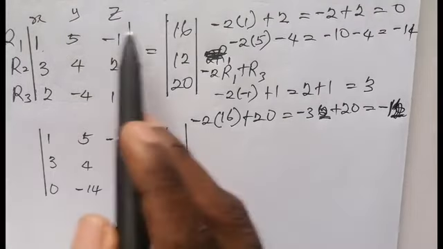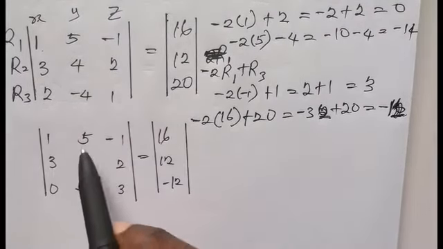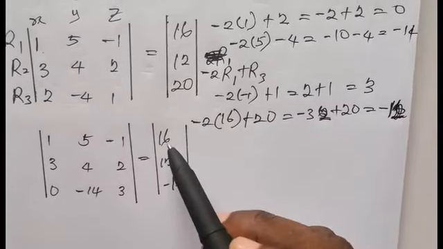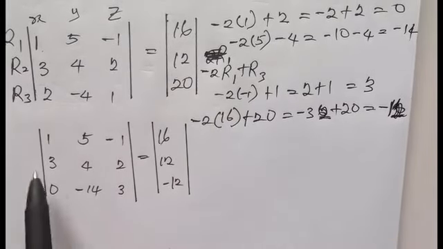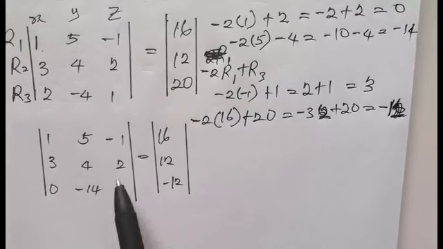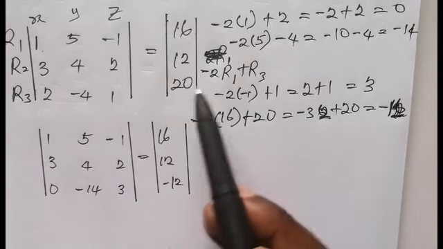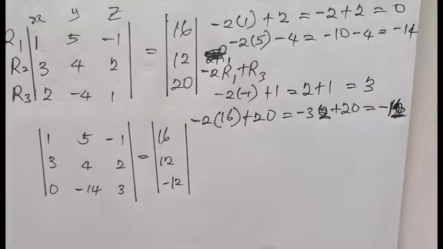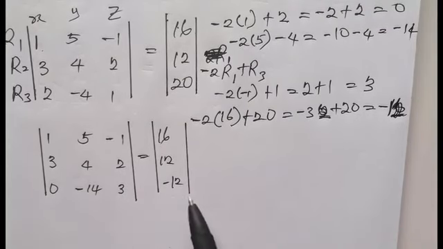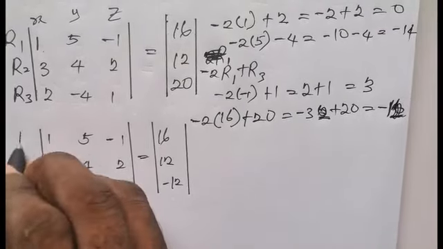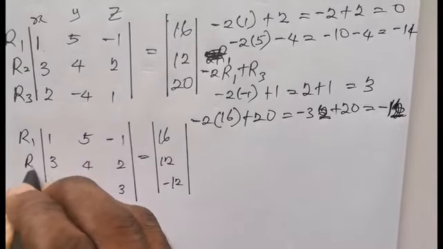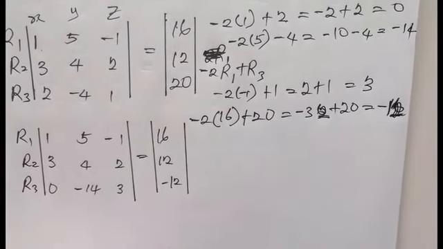We have row 1 still remains the same, 1, 5, -1, and of course 16. Row 2 still remains the same, 3, 4, 2, and 12. Now row 3 has changed with what? These new values, and we have 0, -14, 3, and -12. Once again, this is my row 1, this is my row 2, and this is my row 3.